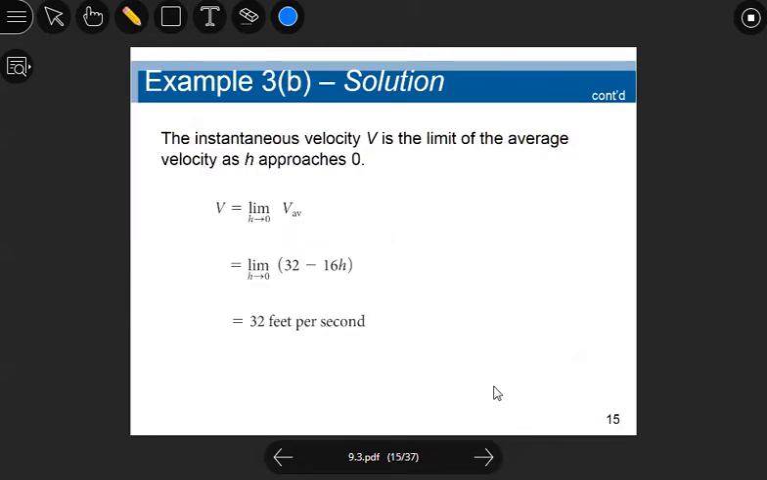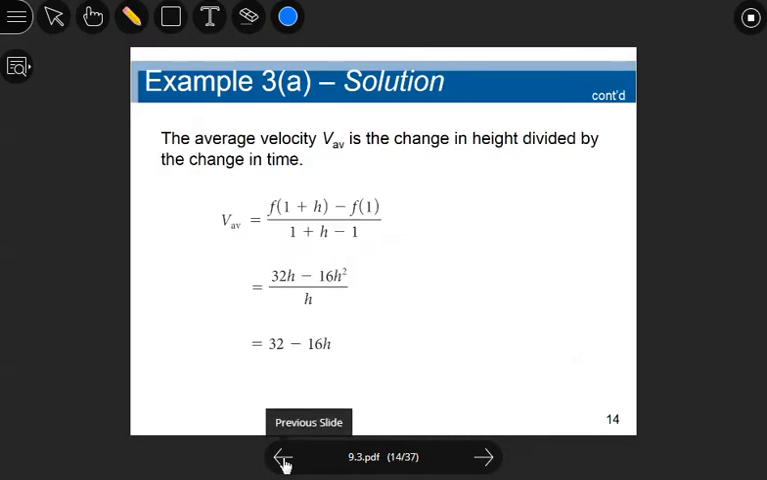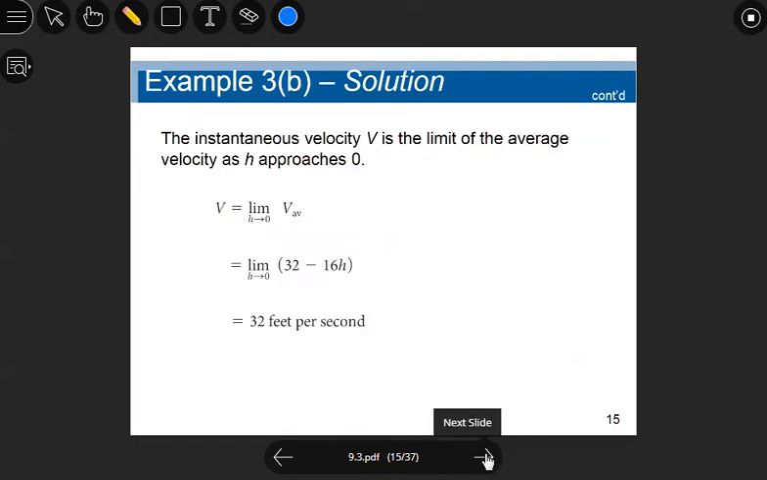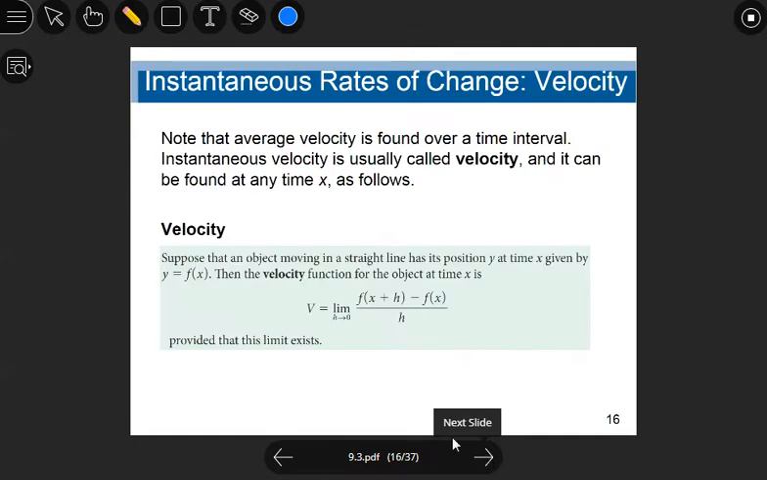So to obtain the instantaneous rate of change, we always need to take the limit of h to 0. So finally this is the instantaneous rate of change. So it is 32 feet per second. So it is the instantaneous velocity, and this one is the average velocity. So you need to remember that to find the instantaneous rate of change, first we need to find the average rate of change. Okay, now this is the given derived formula for the velocity.